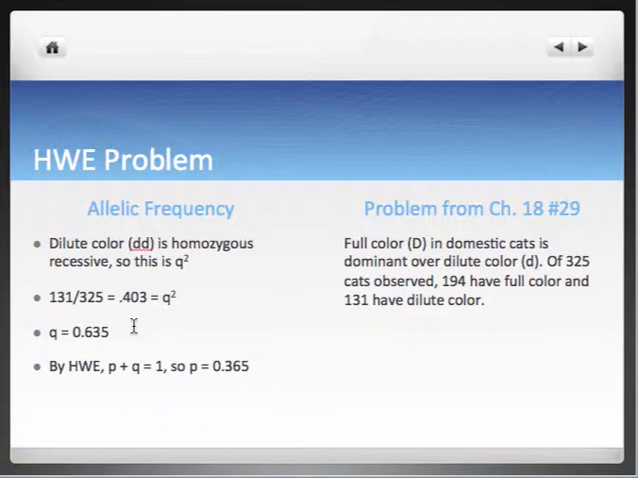Now to find P, we have to go back to the Hardy-Weinberg equilibrium equations. We know what Q is, and we know the equation is P plus Q equals 1. So we just solve for P, and we find that P equals 0.365. What this tells us is that out of all the population, 36.5% are the big D alleles.